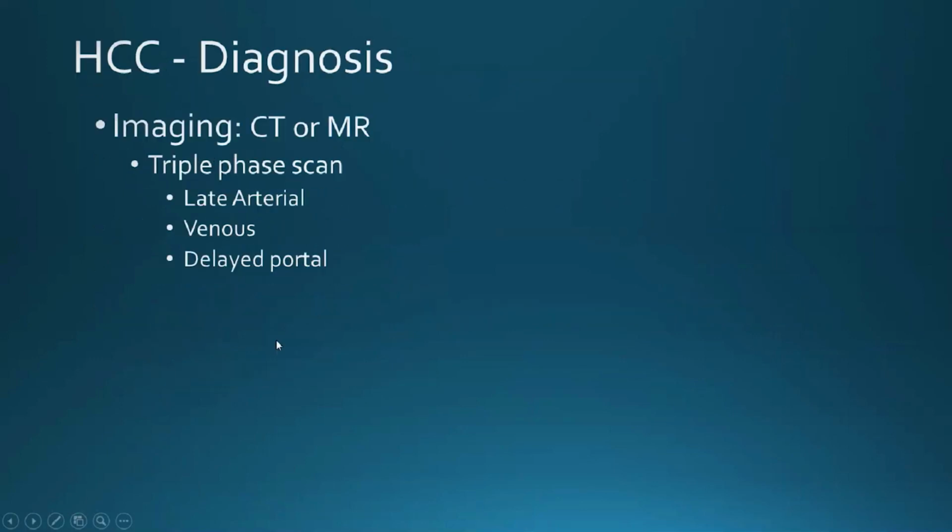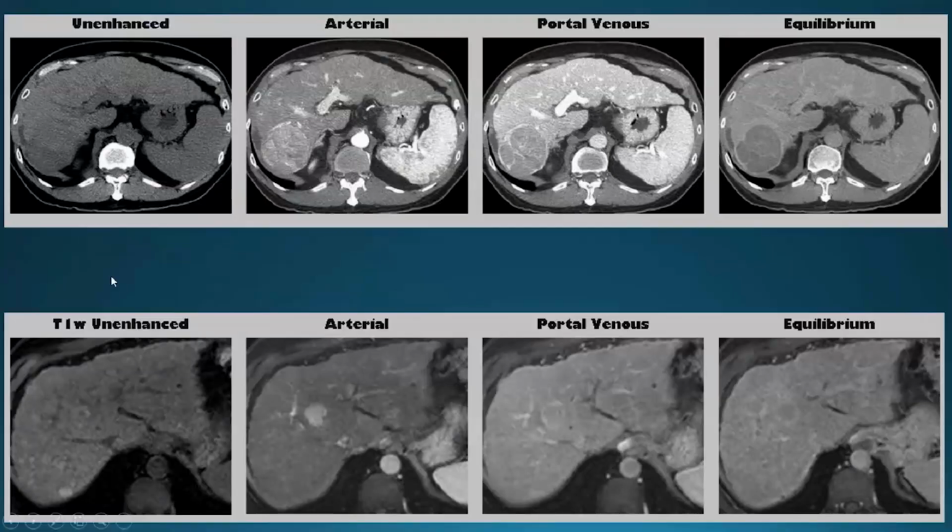Probably the best modality of making a diagnosis of hepatocellular carcinoma, other than biopsy that we'll discuss, is CT scan or MRI. And for CT scan, we definitely need a triple phase CT scan, which shows late arterial phase, venous phase, and delayed portal phase. And the reason for this is that with a plain CT scan without any contrast, it is hard to appreciate a tumor, maybe a shadow here, maybe a shadow here or here, but we really don't know if any of these are tumor or not.